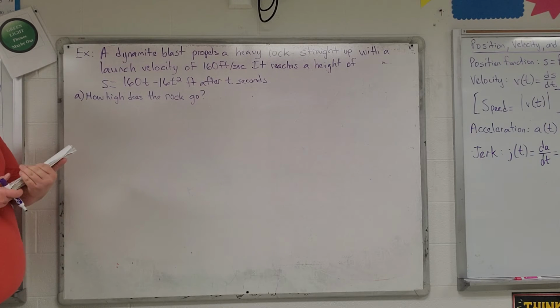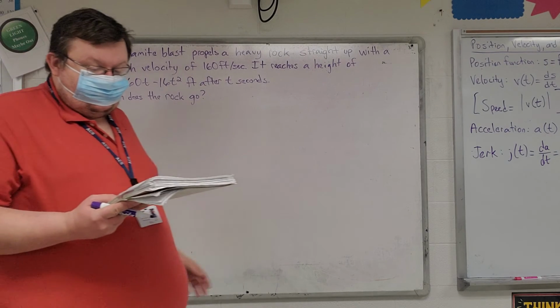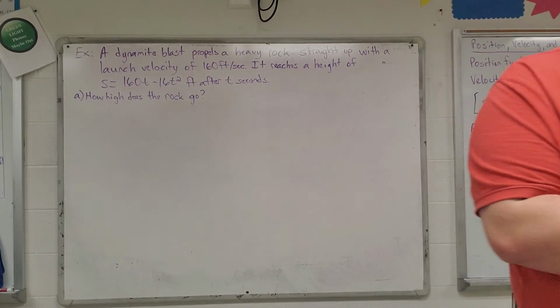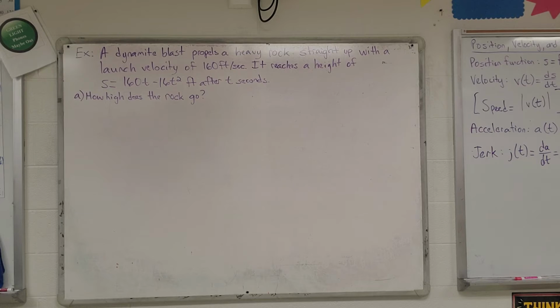So if we want to know how high it goes, what do we know about that? It starts here on the ground, blast, it goes up, and then it's obviously going to come right back down at some point. So if we're looking at the highest point that it reaches, what do we know about the rock right there at that instant? The velocity would be 0. Okay, the velocity would be 0. That means your what would be 0 when we think about it in terms of functions?